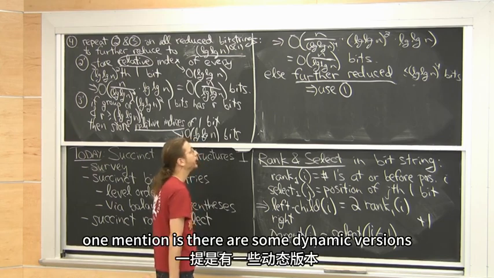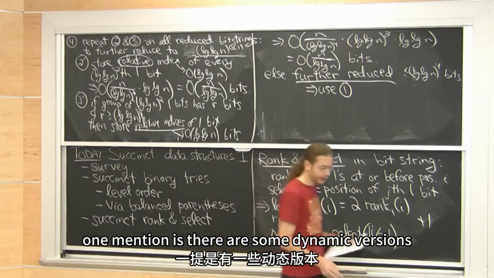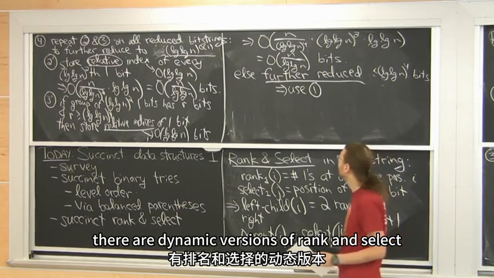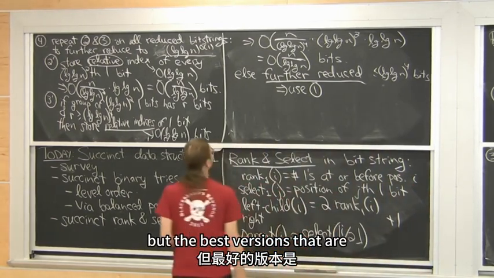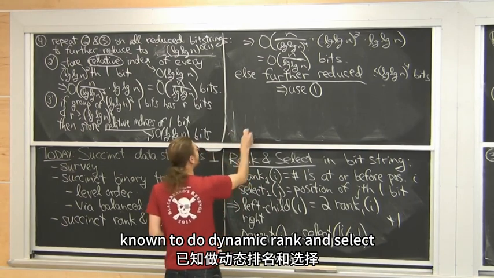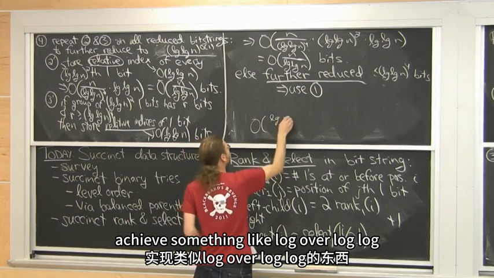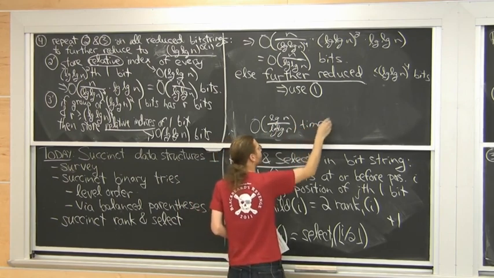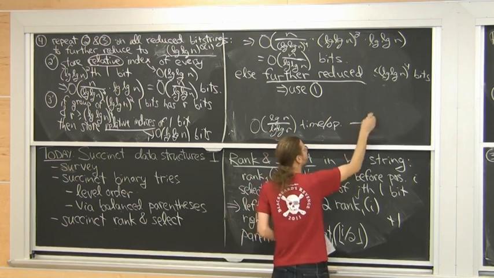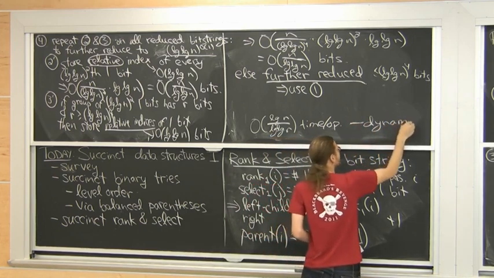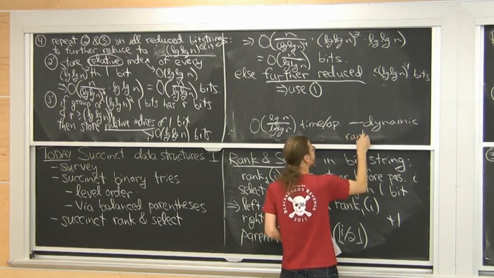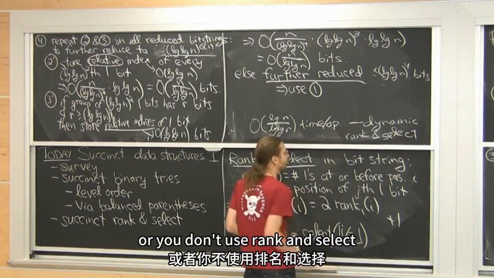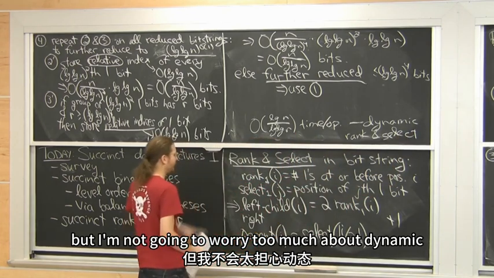Done. One mention, there are some dynamic versions. In particular, there are dynamic versions of rank and select, but the best versions that are known to do dynamic rank and select achieve something like log over log log time per operation, if you're interested in dynamic. So this is kind of annoying. If you want to go to dynamic, either you pay more time or you don't use rank and select. But I'm not going to worry too much about dynamic. Stick to rank and select.